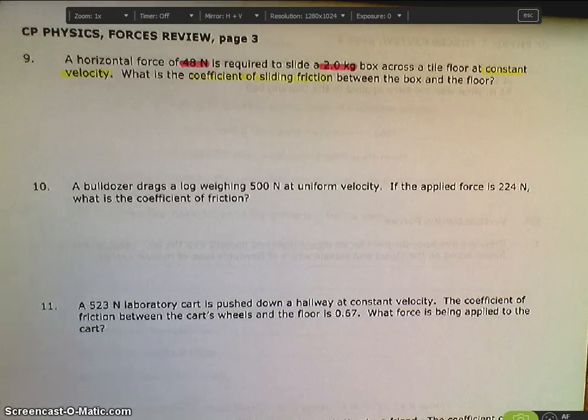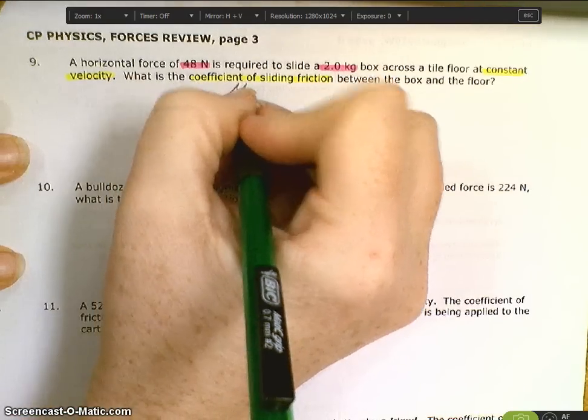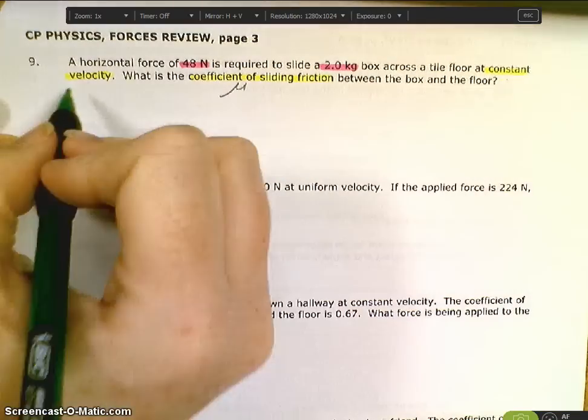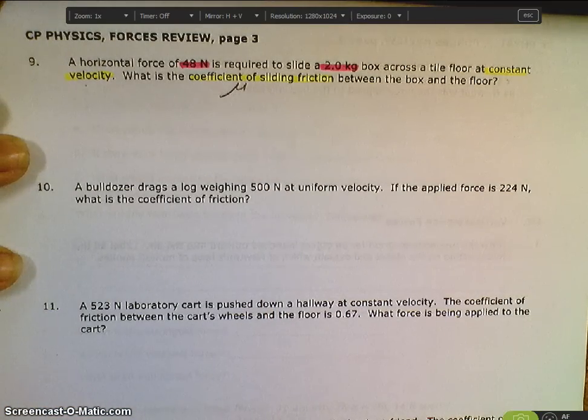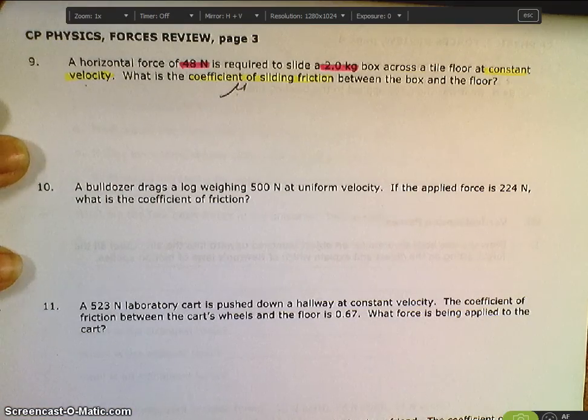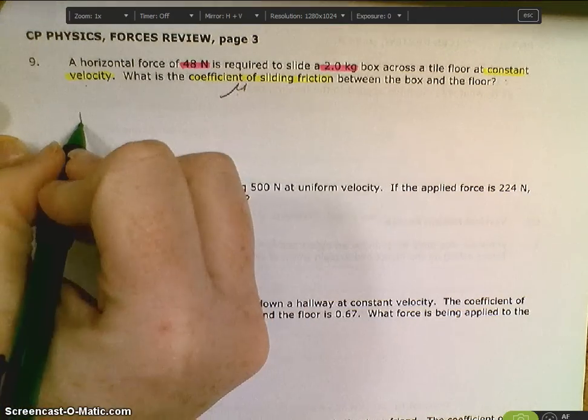Well, coefficient of sliding friction is another one of my keys. That is mu. Anytime I'm looking for mu, I'm using my constant velocity formula. Remember that with constant velocity, all that we have to worry about is this little guy called mu. So I draw my picture.